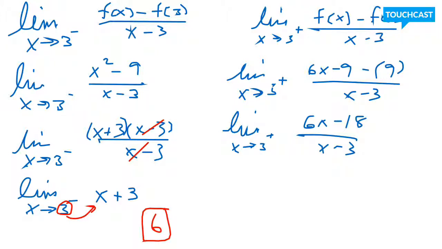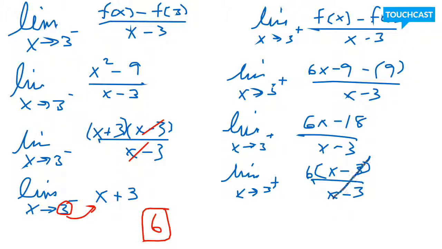But I can factor the numerator. That's the limit as x approaches 3 from the right of 6 times x minus 3 over x minus 3. These guys will cancel for me, and I have, again, 6.